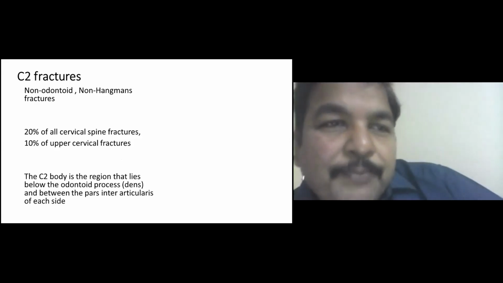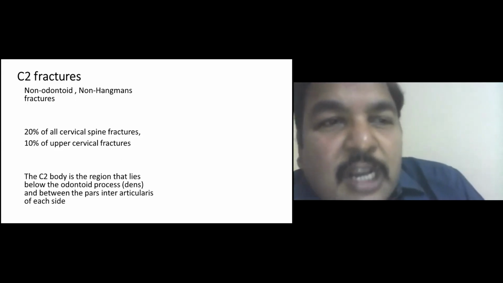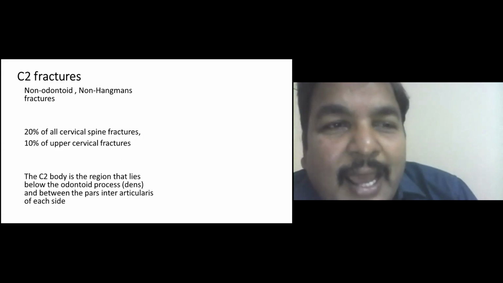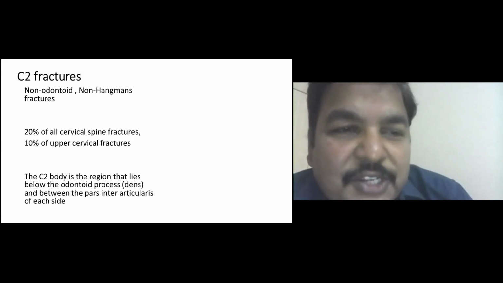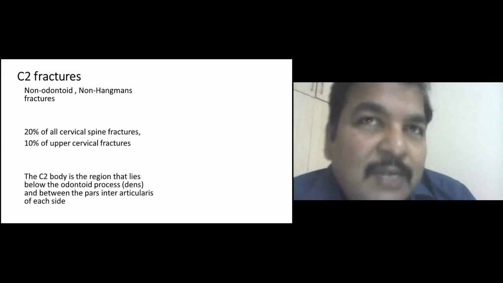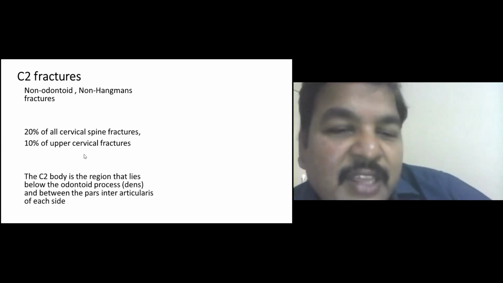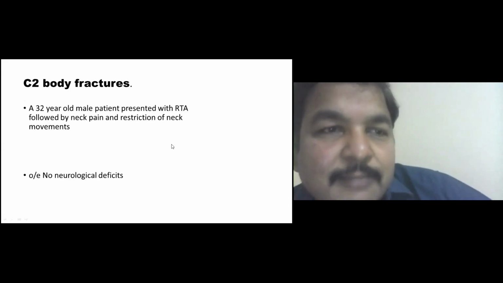Coming to C2 fractures, these are non-odontoid, non-hangman fractures, which comprise 20% of all cervical spine fractures and around one-tenth of upper cervical spine injuries. All of us know that the C2 body is the region lying below the odontoid process, in between the two pars interarticularis on both sides.